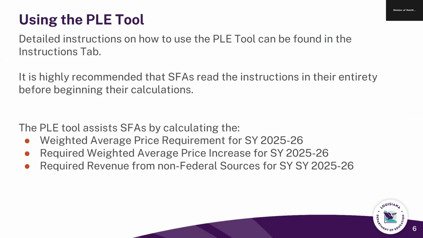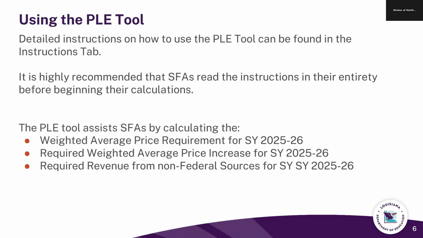So detailed instructions on how to use the PLE tool can be found in the instructions tab of the tool itself. The tool was going to be added to the CMP website earlier today. It's going to be under the School Food Service General Forms. So once you click on it, it is an Excel spreadsheet. And the different tabs have different titles, and the detailed instructions are on the instructions tab.